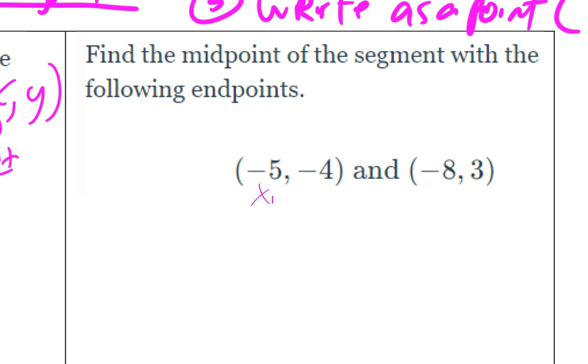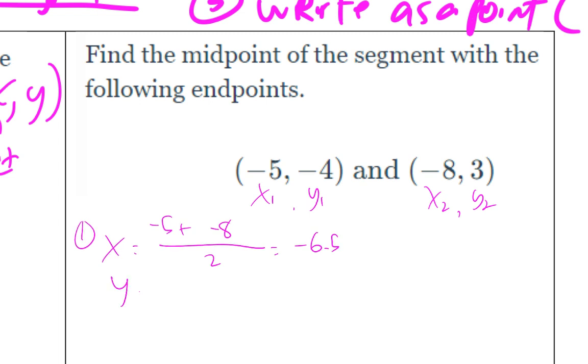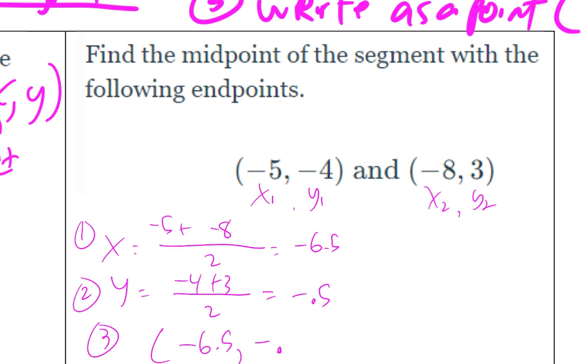All right, so if we said that's our x1, that's our y1, that's our x2, y2, okay? And the first thing is we're going to calculate the x's, right? So I'm going to say -5 plus -8 divided by 2. If we type that into our calculator, it's actually -6.5. All right, y value. We're going to type in -4 plus 3 over 2, which is equal to -0.5. All right, so then our point is going to be -6.5 comma -0.5.